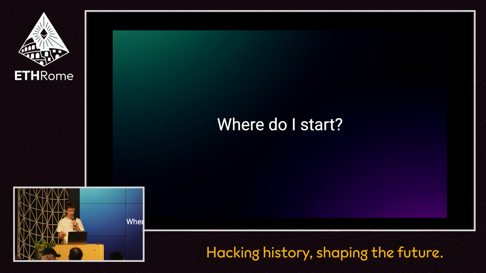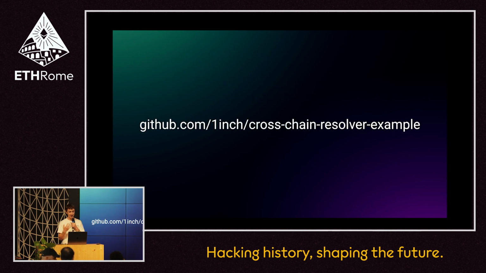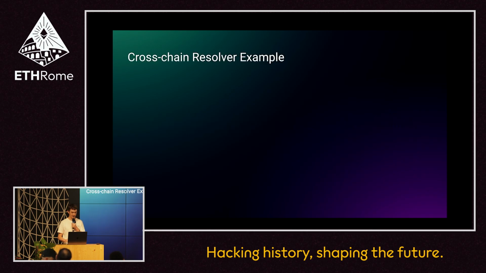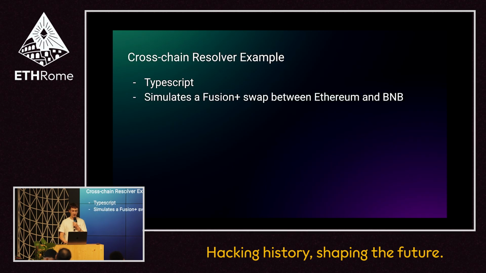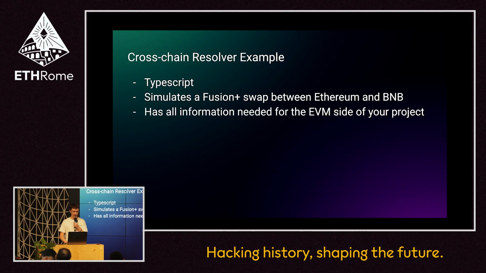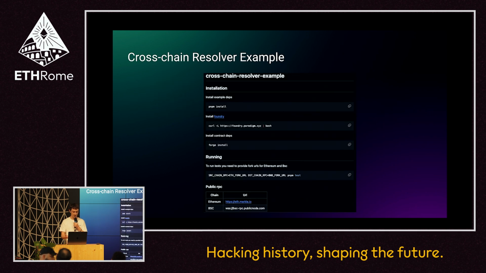Okay, so where do you actually start? That was a lot of information. There's an example repo that does all of this with a testnet, or with local forks of 2 mainnets, so that you can see an entire working example if you want to go down this path. Don't worry about taking that link. We'll have more copies of it at the end of the presentation. This example is in TypeScript. It simulates a Fusion Plus swap between Ethereum and BNB, and it has all of the information you need from earlier in this presentation so that you can build your own version. This is what the README looks like. You just need to have PNPM and Forge installed, then follow a couple of steps, and you'll see the whole test running.